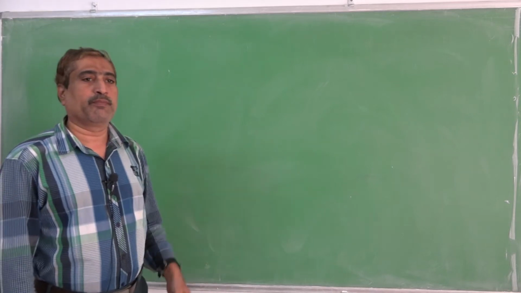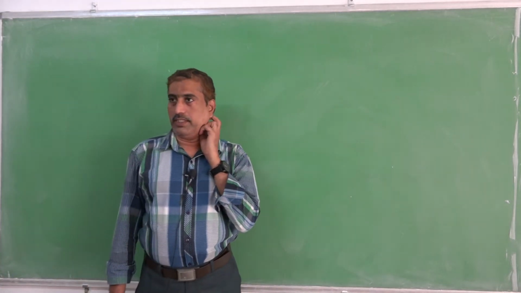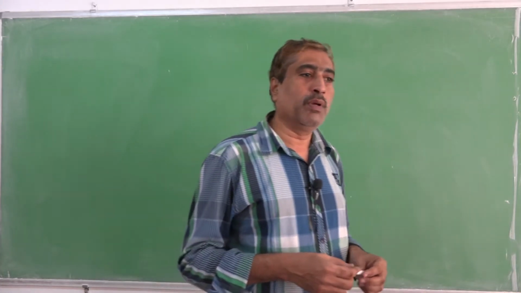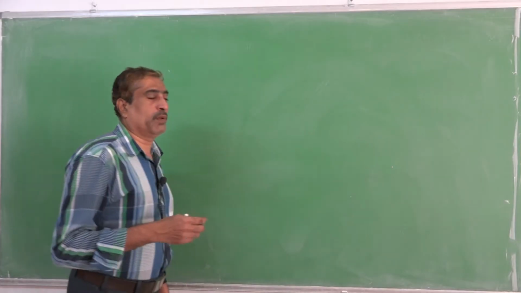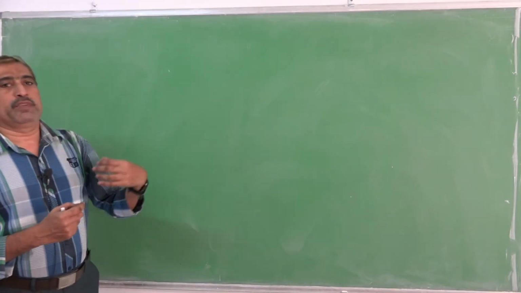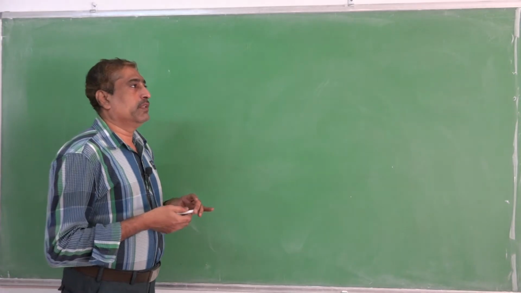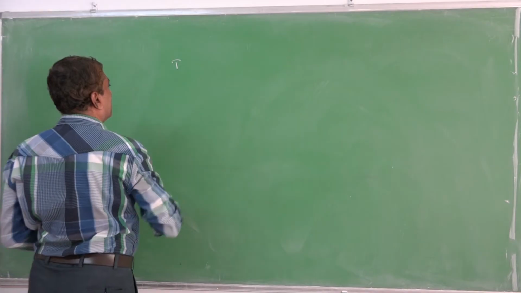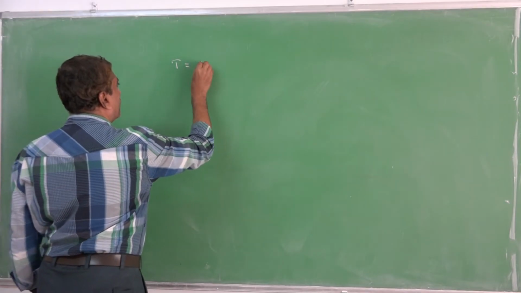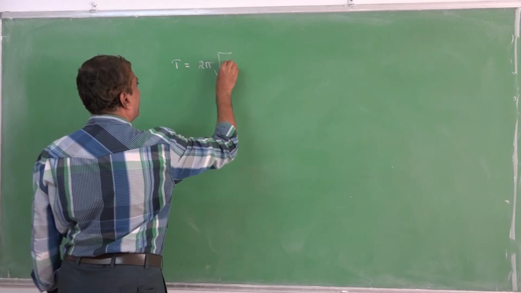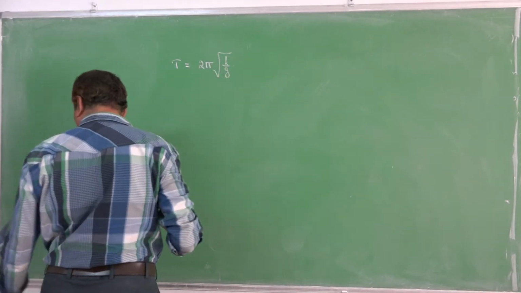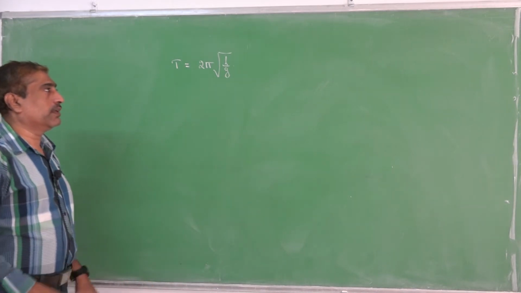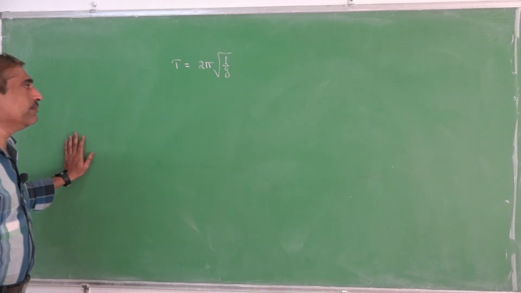Okay, good morning students. Today we revise the simple harmonic motion topic, specifically the simple pendulum. A simple pendulum is a point mass suspended from a certain height. Its time period is given by T equals 2 pi root of L by g. This is the time period of a simple pendulum of length L, where L is the length of the pendulum.